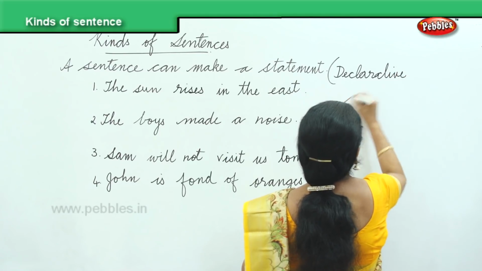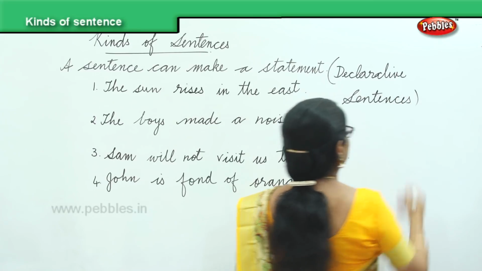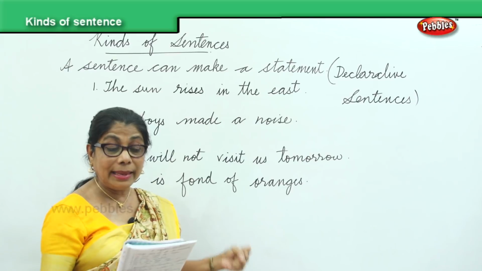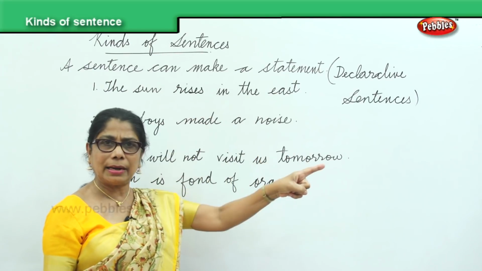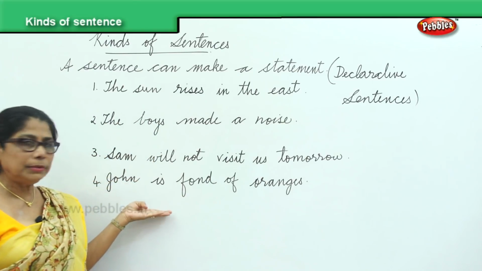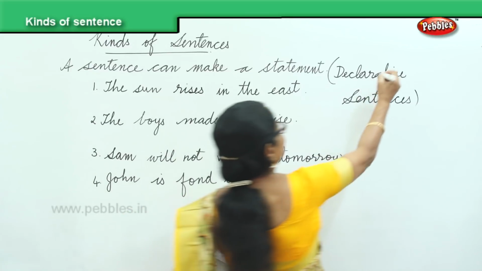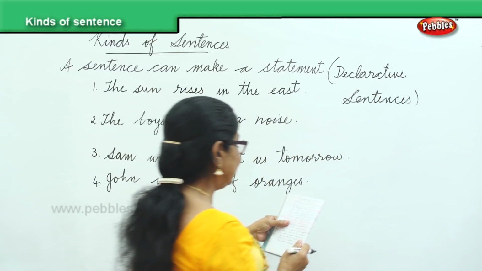D-E-C-L-A-R-A-T-I-V-E. Declarative sentences. They're declaring something, they're affirming something, and they are asserting something. Yes, the boys made noise. The sun rises in the east. John is fond of oranges. Declarative.